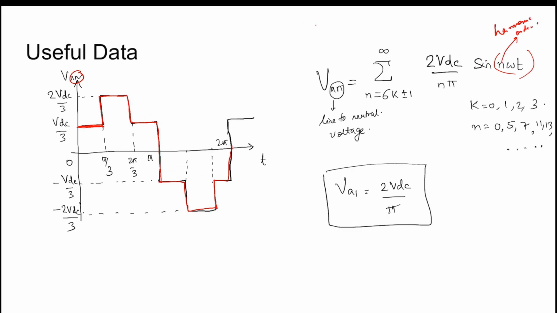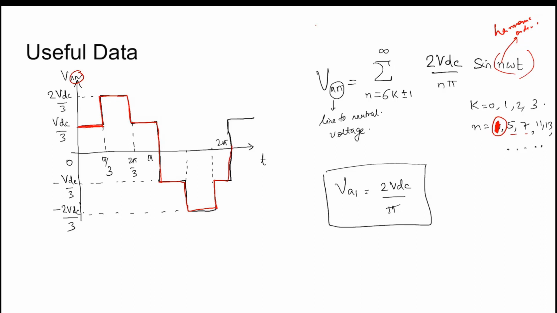So for k equal to 0, n equal to 1, that is the fundamental component. Then for k equal to 1, n equal to 5 and 7. So third harmonic is not present, and all other odd harmonics are present. So now for n equal to 1, k should be put 0.